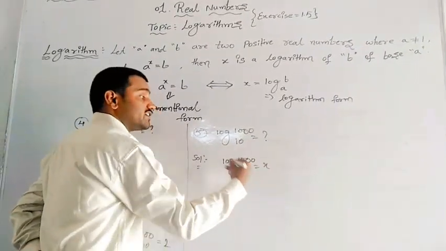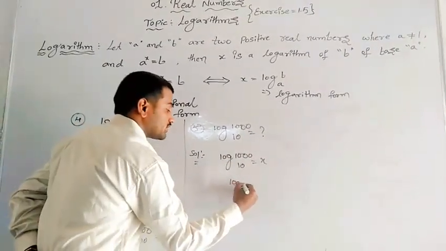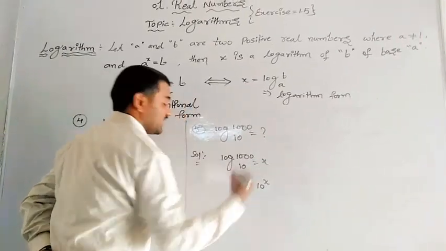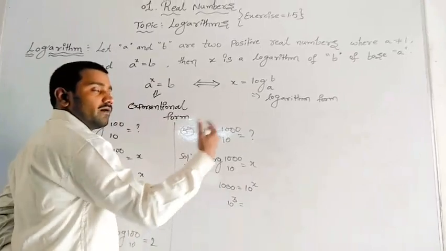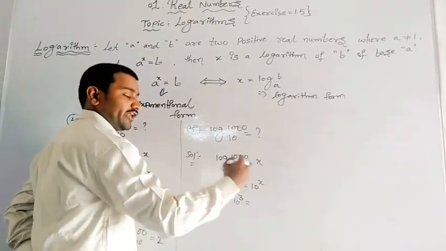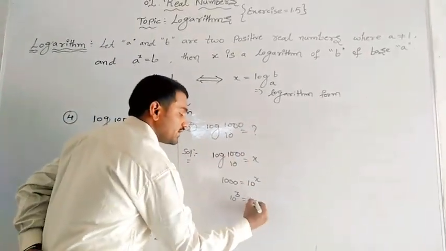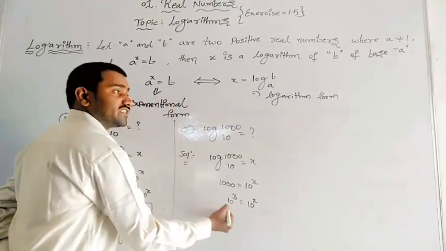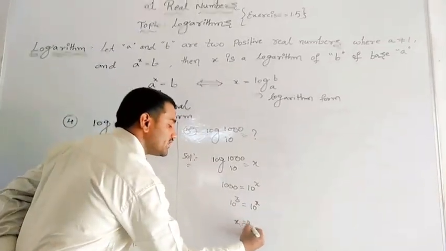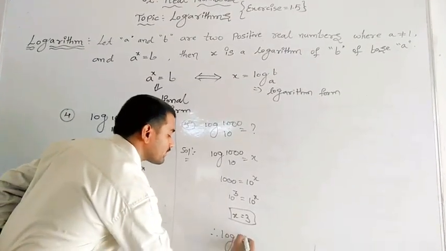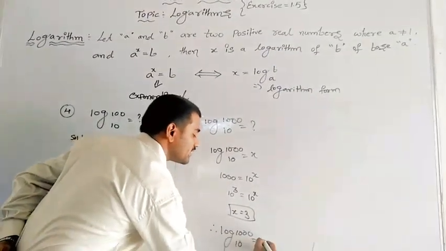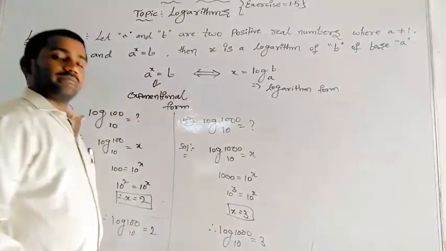Let us convert this into the exponential form. Here 1000 is equal to 10 to the power of x. 1000 we can write as 10 to the power of 3. 10 cube is 1000, that is 10 into 10 into 10. Here 10 to the power of x. When bases are equal, then exponents also will be equal. Hence x equal to 3. Therefore log 1000 of base 10 equal to 3.